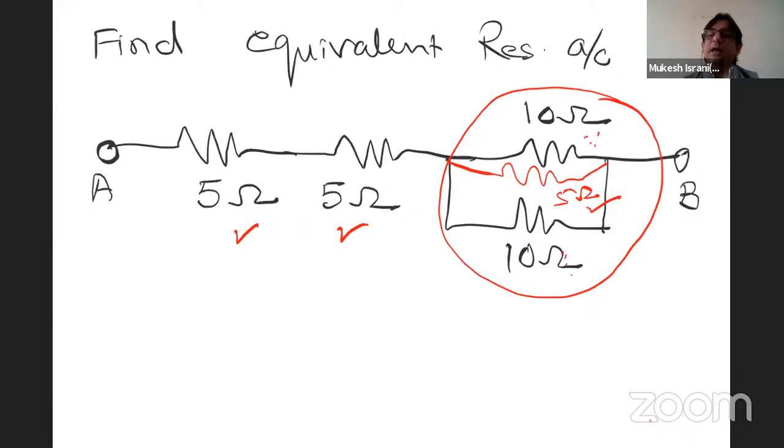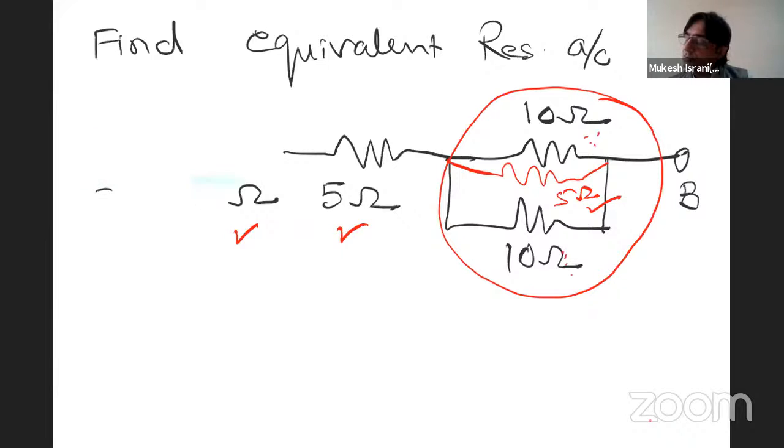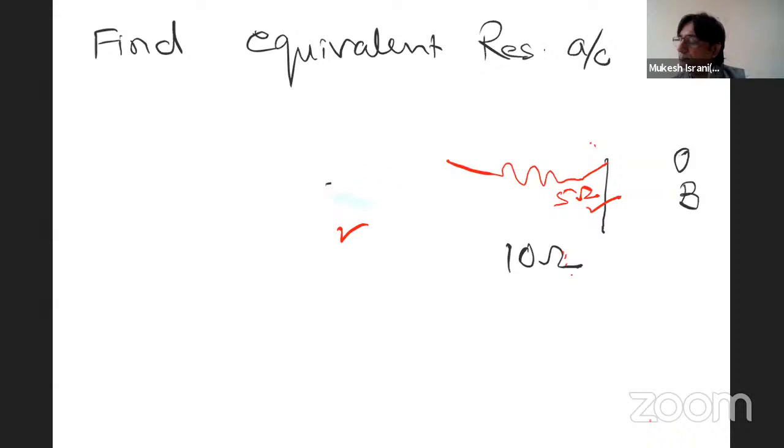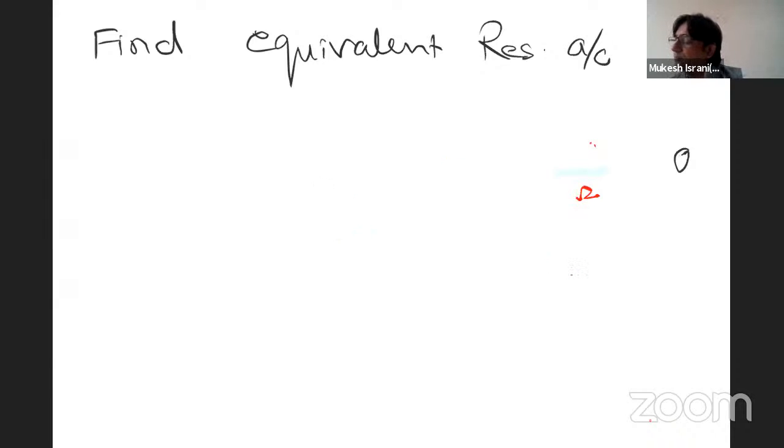We'll do one more sum. I'll just erase this. The question remains the same. Okay, Siddhi, I'm sorry, you were telling me about 20 and 20 in parallel. The answer was 10. I am extremely sorry, I did not understand that. Fine. So I'll give you another sum.